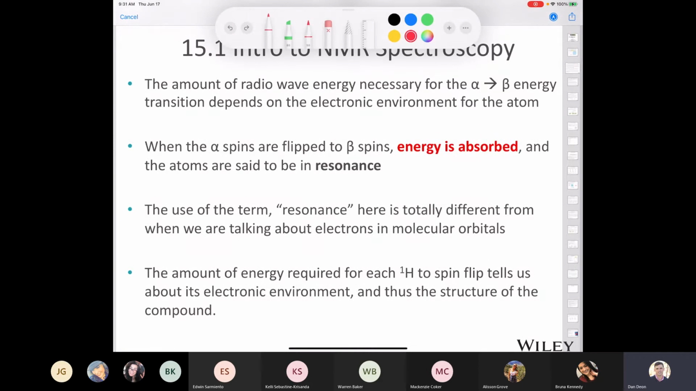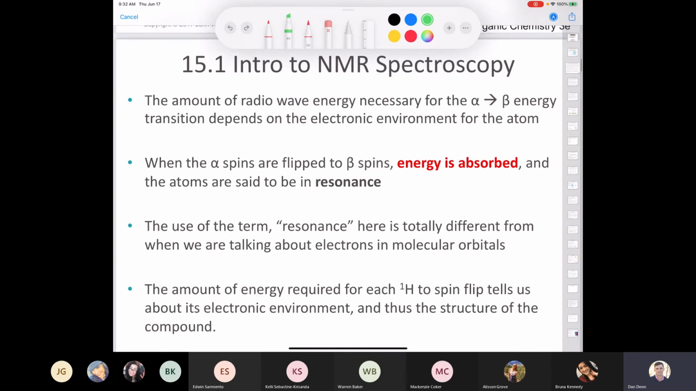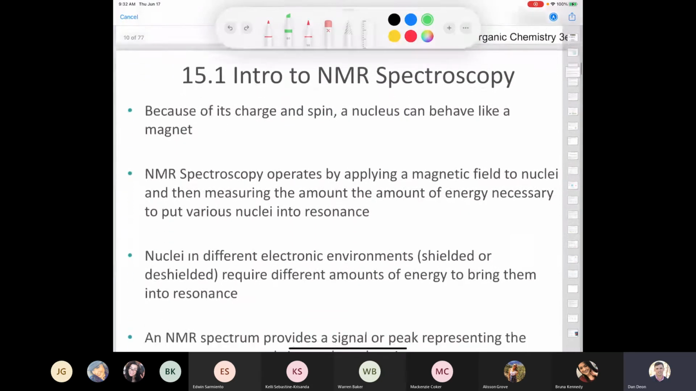Anyhow, so what's the whole take-home message here? It's that the amount of energy that's required for each proton to spin flip will tell us about its electron environment, right? So if the nucleus is de-shielded, okay, it's going to feel more of the magnetic field. Therefore, the energy gap is going to be bigger, and it's going to take more energy to make that spin flip occur. If the nucleus is more shielded, it's going to feel less of the magnetic field. The energy gap is going to be smaller, and it takes a lower frequency of electromagnetic radiation to get that spin flip to occur. So there we go.